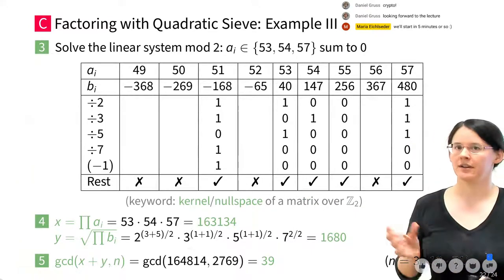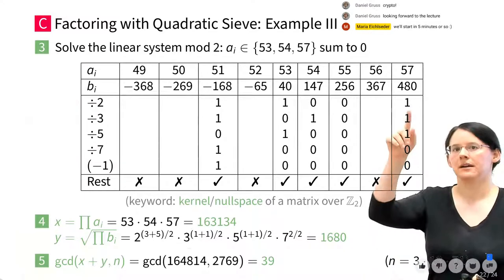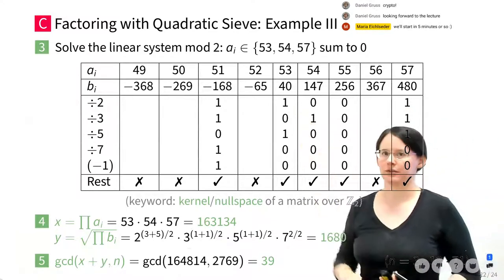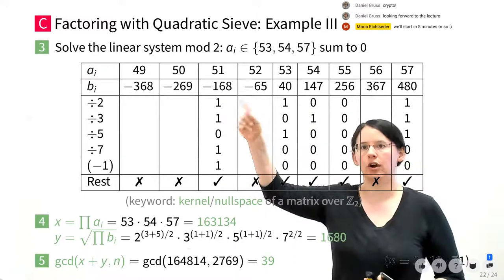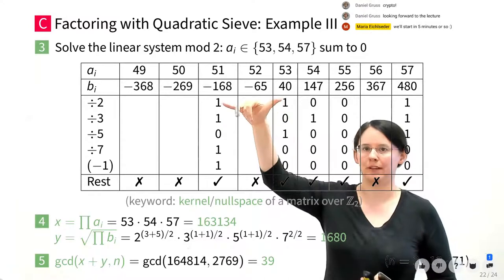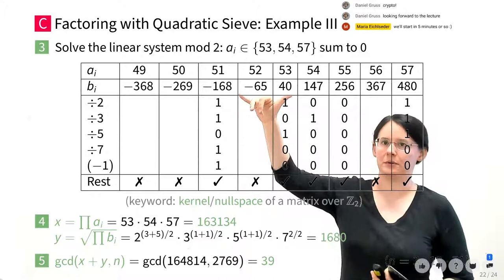Or in other words, you find squares so that when you multiply them together, you have in total even exponents for every prime factor. For example, if you combine these two, you have an odd and an odd exponent for 2, but if you multiply them together, you get an even exponent because you sum the exponents.